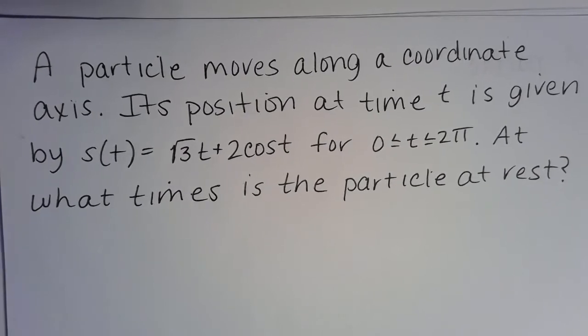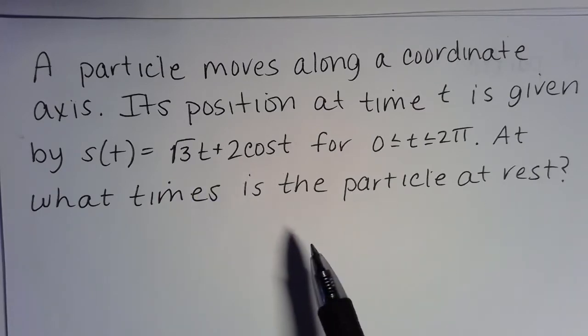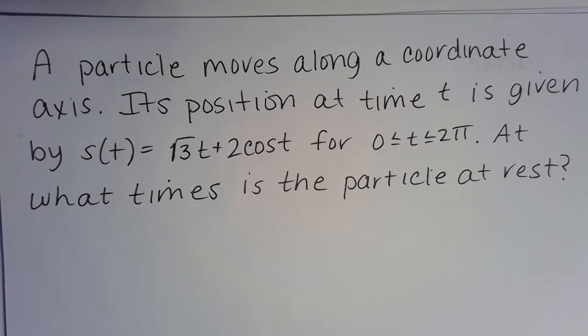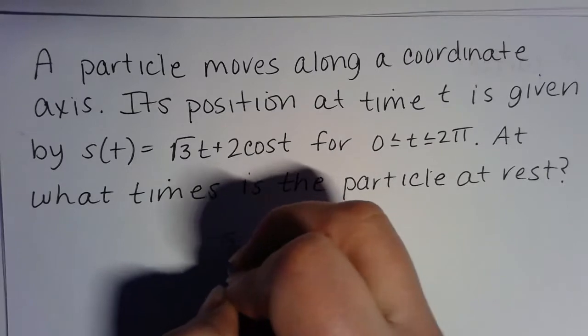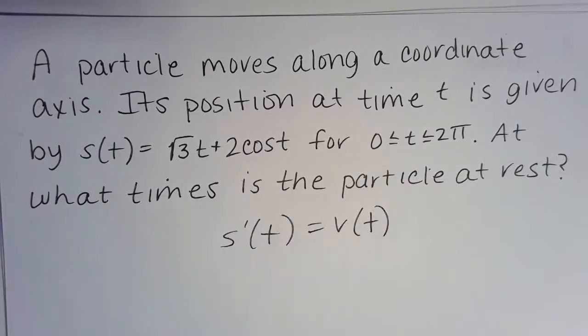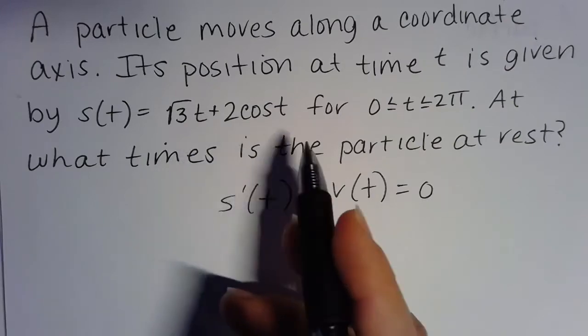Okay, so the first thing we need to know is that this is a position function, right? And so the particle will be at rest when its velocity is 0. That makes sense, velocity describes how fast it's moving, and if the velocity is equal to 0, then that is when my particle is at rest. So we're going to find s prime of t, because that is v of t, and then we're going to set that equal to 0.